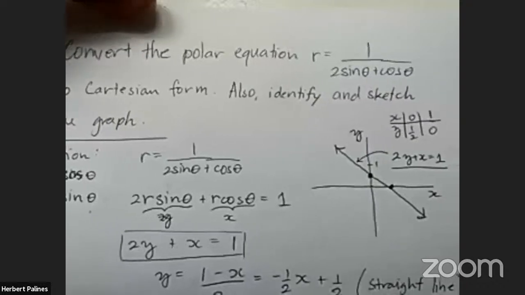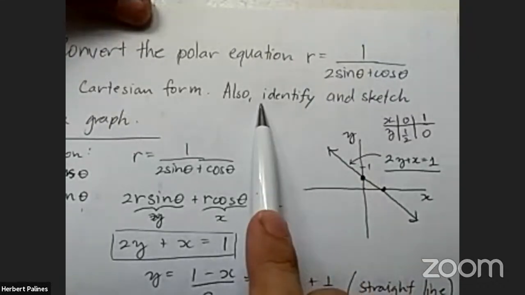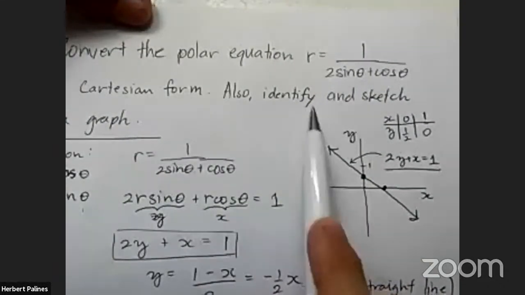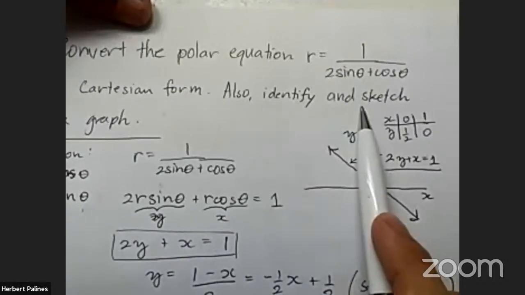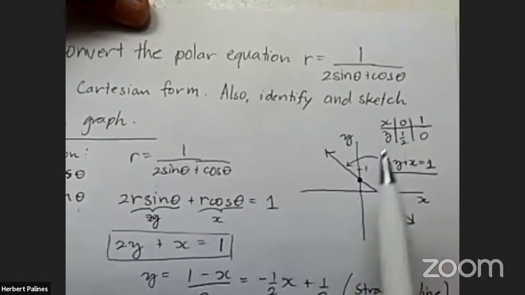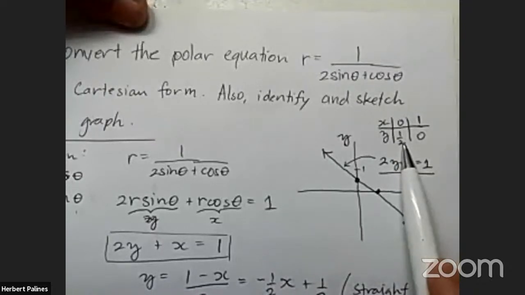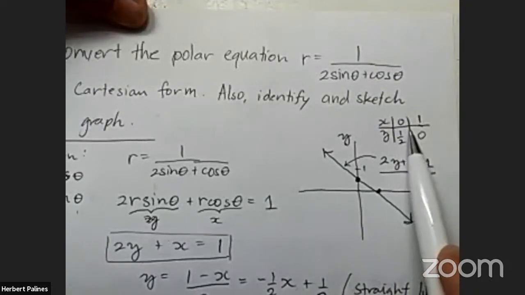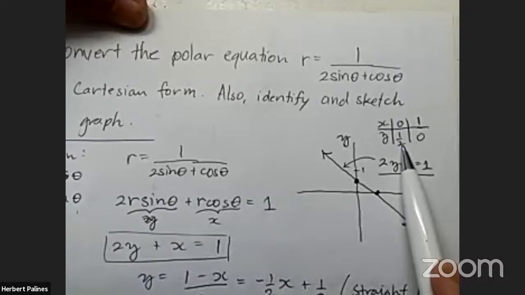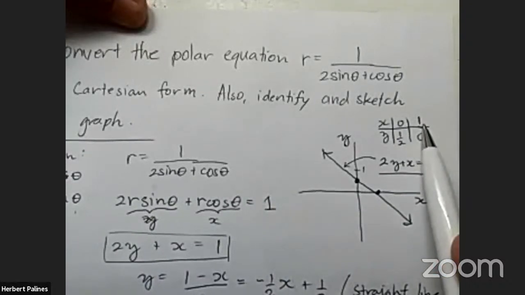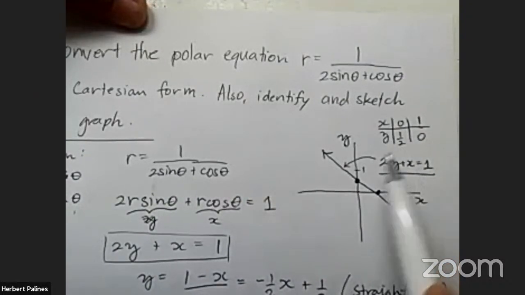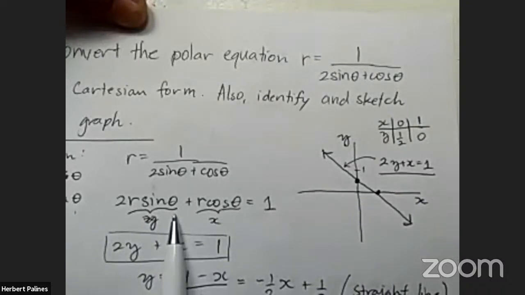Since we need to sketch this, we already identified the equation. It is a straight line. We now sketch the equation. So what you can do is to get the y-intercept and x-intercept. So when x is 0, y is 1/2. No, you could easily see that here.